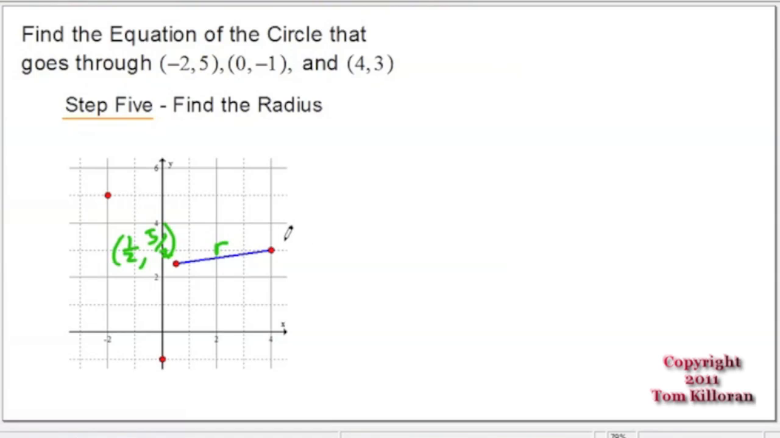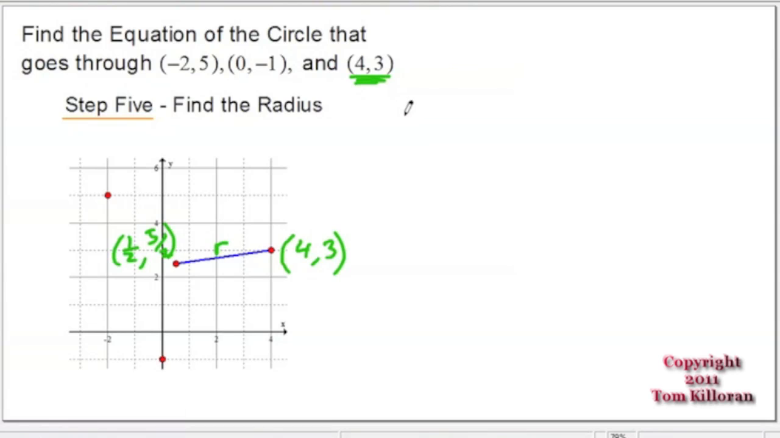So this coordinate over here that I chose, you could have chosen any of them. It doesn't matter. I chose to use (4, 3), way over here. So I'm using this last point, but it can be any one of the 3 originals. And to find the radius, it's literally just the distance between this point at the center and this point at the edge of the circle. So I'm going to use the distance formula.